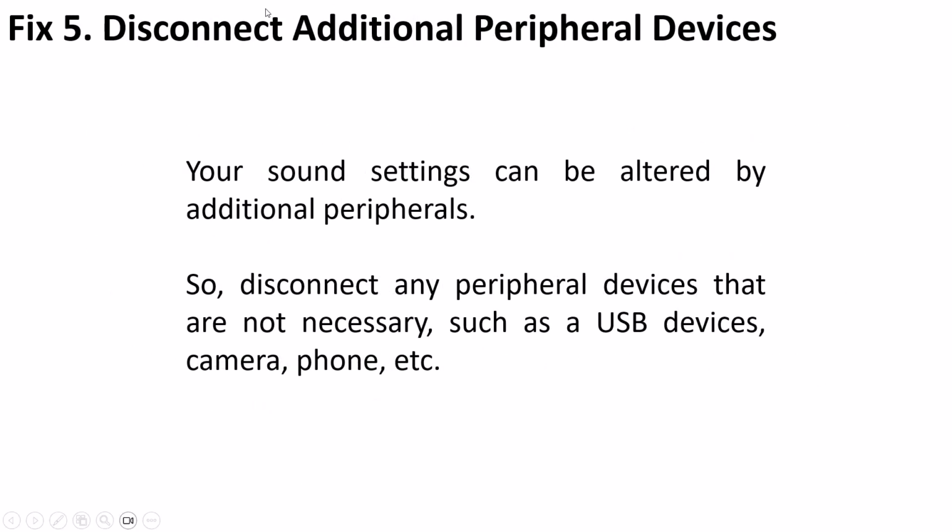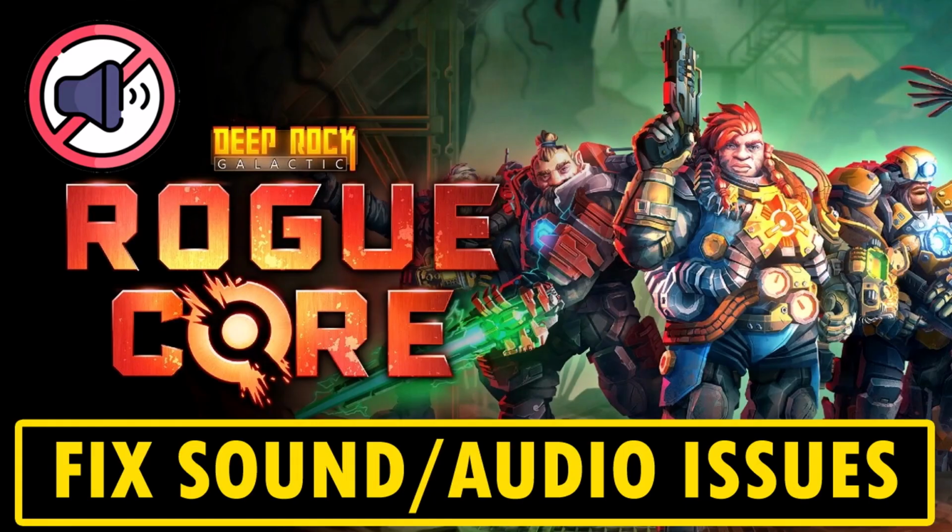Fix 5. Disconnect additional peripheral devices. Your sound settings can be altered by additional peripherals. So disconnect any peripheral devices that are not necessary, such as USB devices, camera, phone, etc. and then check. So these are some of the fixes that you can try to solve sound or audio issues in the Deep Rock Galactic Rogue Core game.